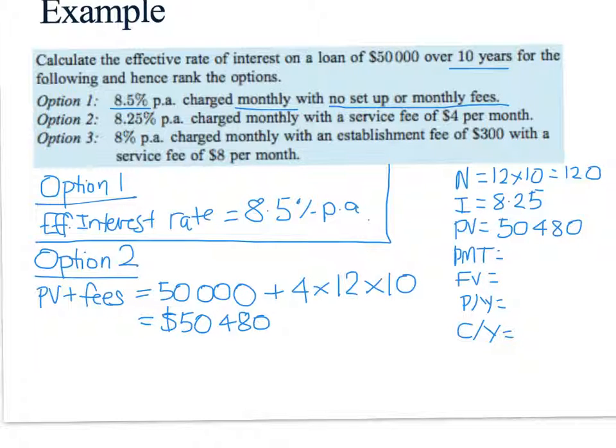So this is the key trick to this. Because there are a few steps to each question, our initial idea is to find what the monthly payment would be if it was 50,480 instead of 50,000. Does that make sense? So that's step 1.